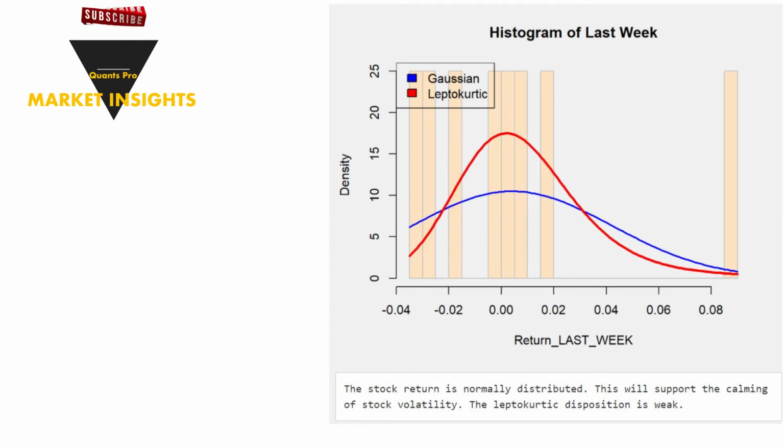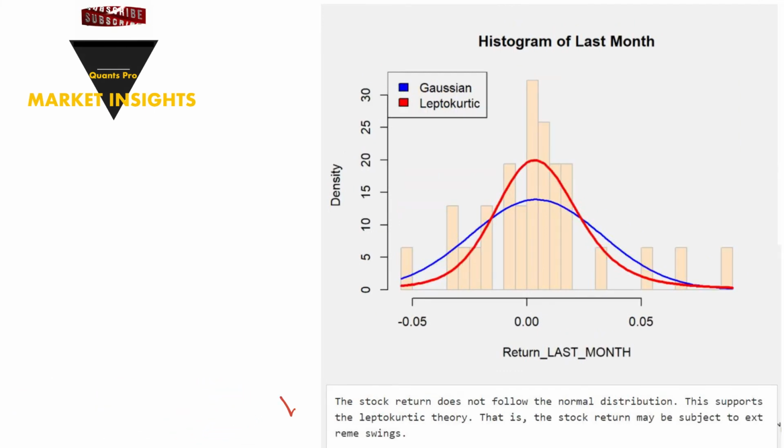If we examine the probability distribution of the return, the stock has performed as shown in the chart over the past week. It can be said that the returns behave more closely to the Gaussian curve. Likewise, the last month's return distribution also reflects a dominant leptokurtic characteristic.